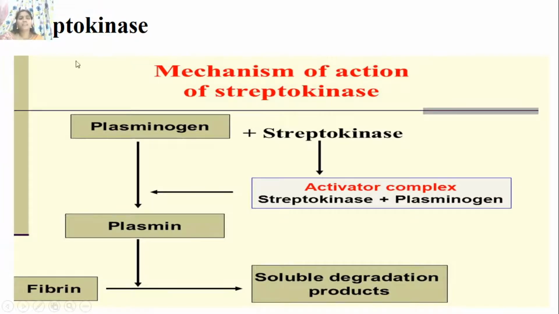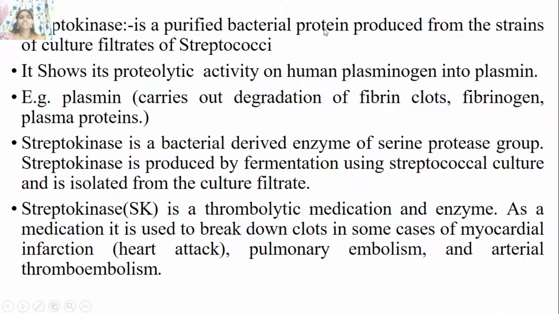The second one is streptokinase. The mechanism of action of streptokinase is that it is used to cleave plasminogen, which is an inactive form of plasmin. The activator complex of streptokinase and plasminogen cleaves fibrin to soluble degradation products. Streptokinase is purified from the bacteria Streptococci. It shows proteolytic activity on human plasminogen, converting it into plasmin. Streptokinase is a bacterial-derived enzyme of the serine protease group. It is produced by fermentation using streptococcal culture and is isolated from the culture filtrate.